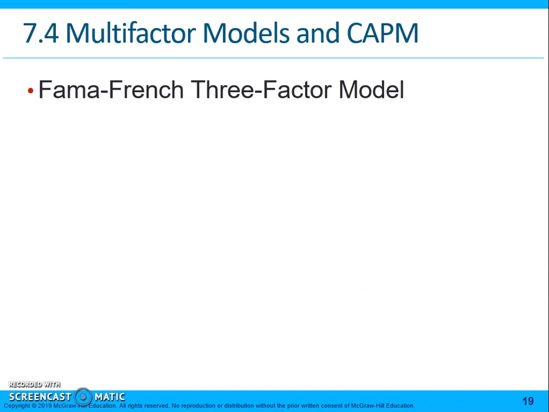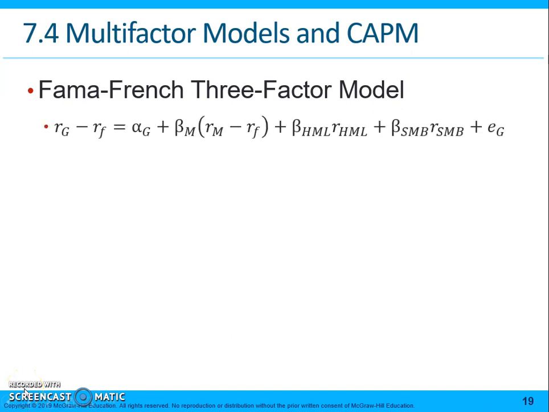An example of a three-factor model is the Fama-French three-factor model. Fama and French are two relatively famous finance professors who've done a considerable amount of research in this area. They have the three-factor model and a five-factor model. They introduce these factors again in an effort to explain more than the capital asset pricing model does.